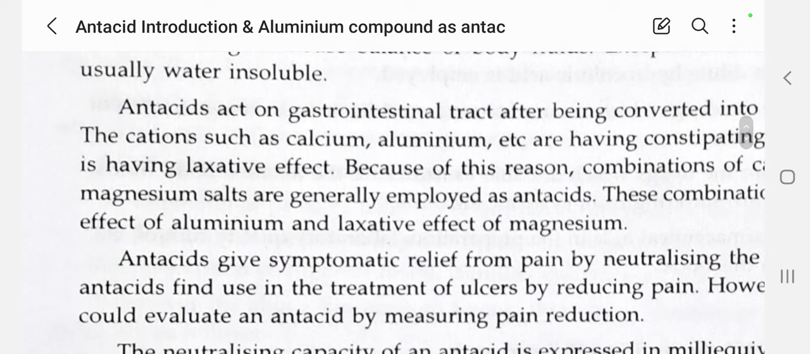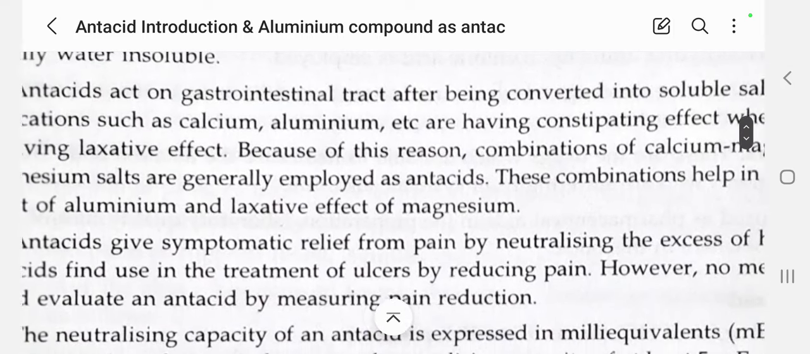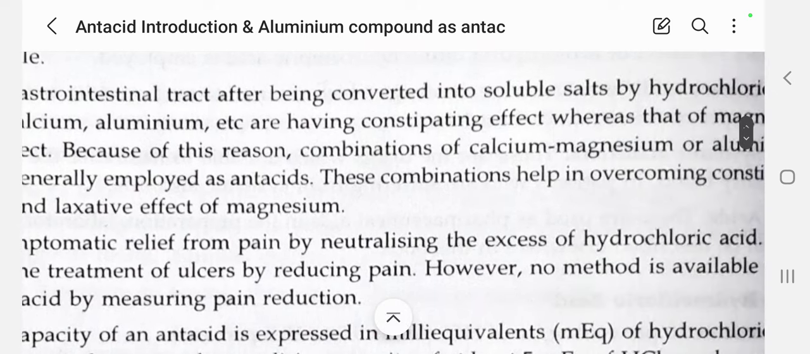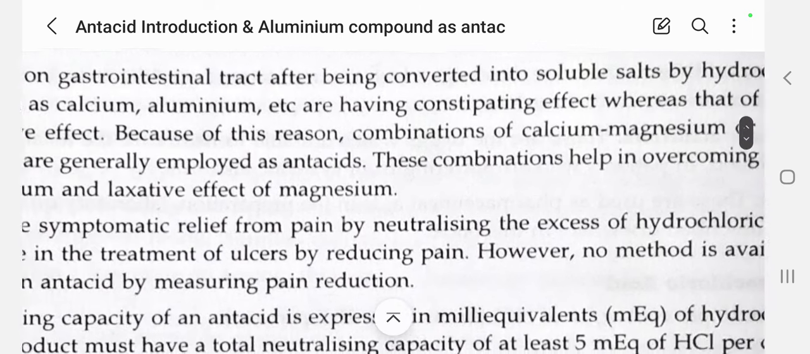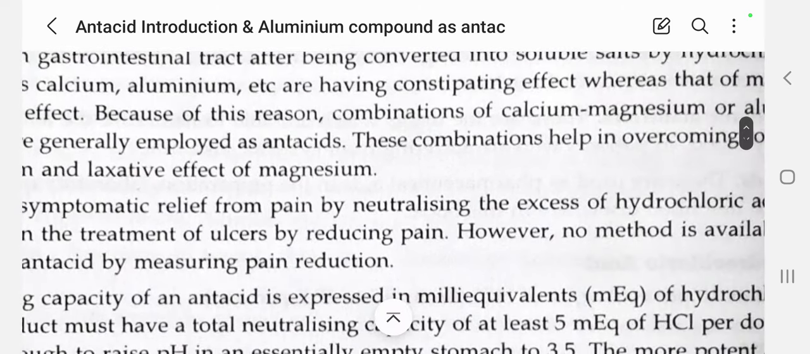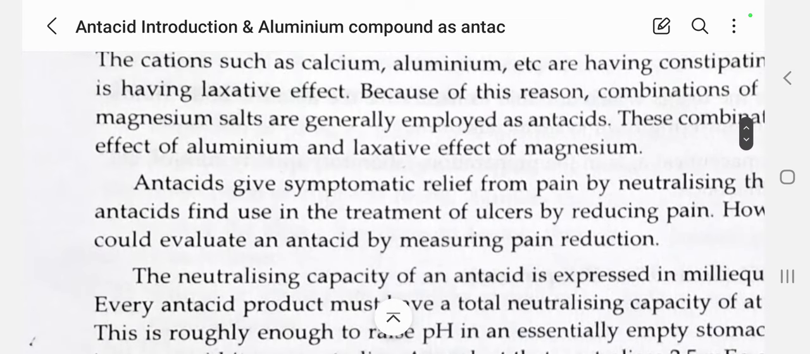In order to overcome this problem, antacids may be prepared in combination, calcium with magnesium or aluminum with magnesium. Because of this reason, combinations of calcium, magnesium or aluminum magnesium salts are generally employed as antacids. These combinations help in overcoming the constipative effect of aluminum and the laxative effect of magnesium.